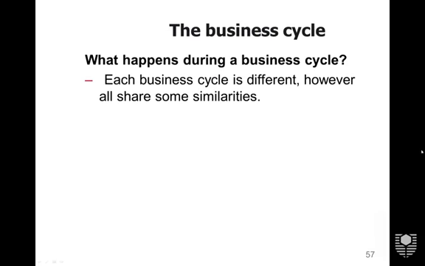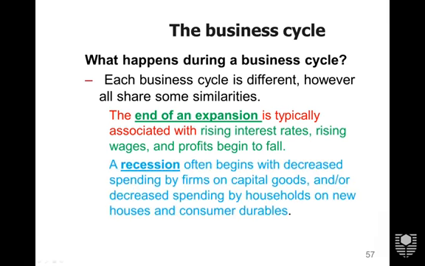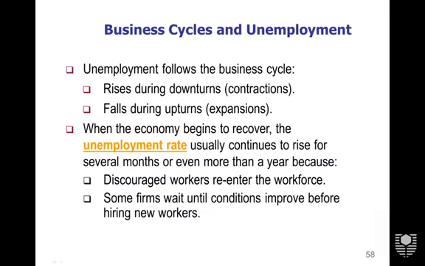Each business cycle is different, however all share some similarities. Like the end of the expansion is most often associated with rising interest rates, rising wages, and profits beginning to fall. Recession starts with decreased spending by firms. When firms and people don't spend money, this is a feature of a recession. What happens to unemployment? Unemployment rises in the contraction phase, and unemployment falls in the expansion phase.